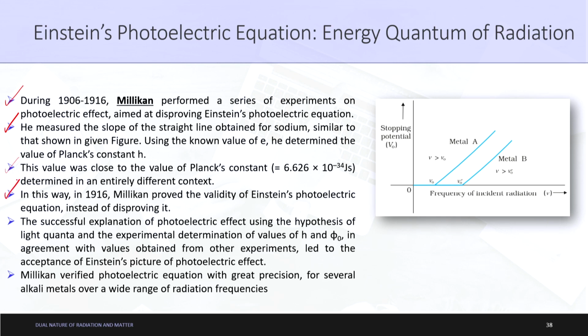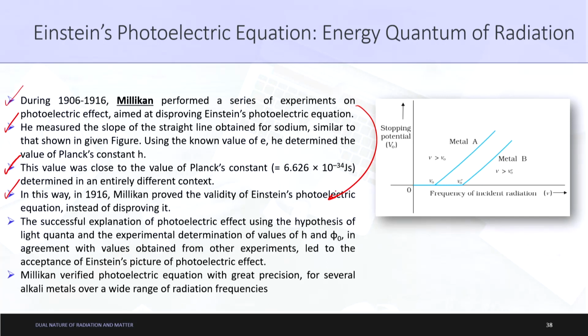It is a humorous part that the well-known scientist Millikan tried to disprove Einstein's photoelectric equation, but Einstein's idea was so strong, and he was such a great scientist, that his idea could not be disproved, and Millikan unhesitatingly proved the validity of Einstein's photoelectric equation. So, as you can see, he took 10 long years trying to disprove the photoelectric equation, and he ended up proving it. Okay, let us move on.